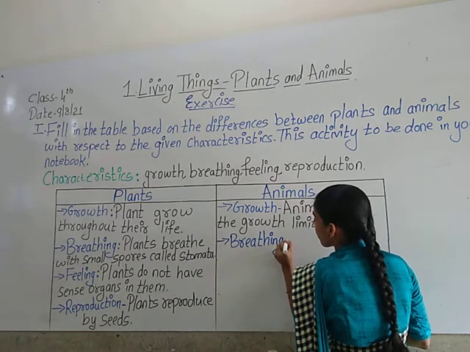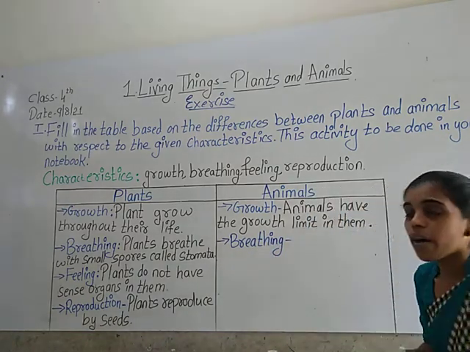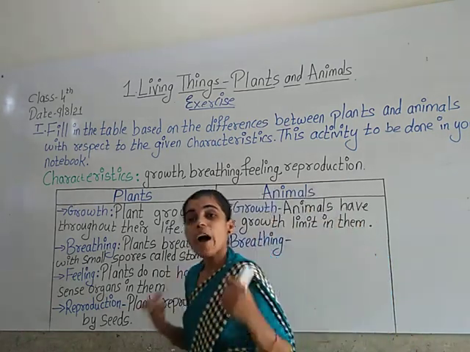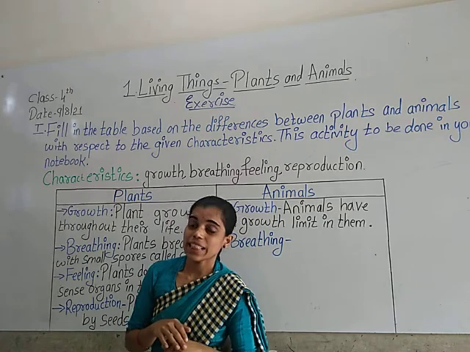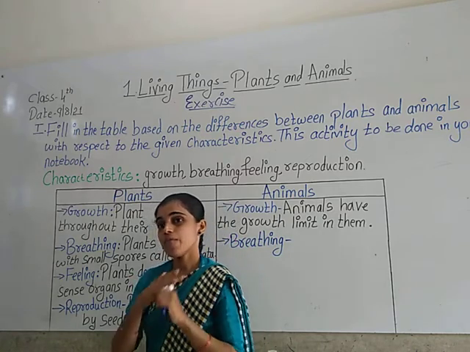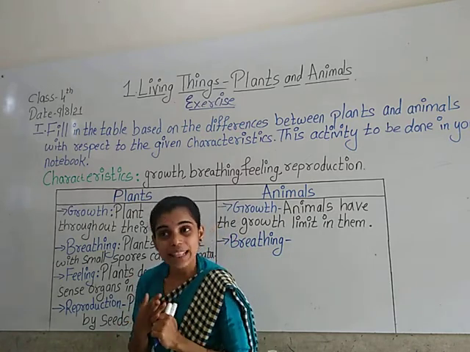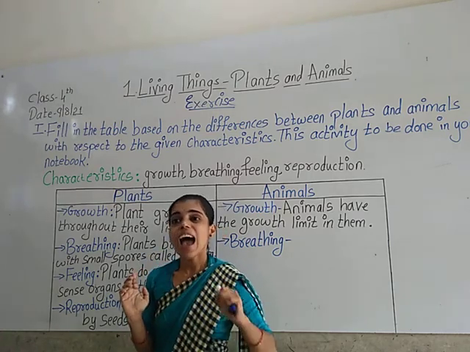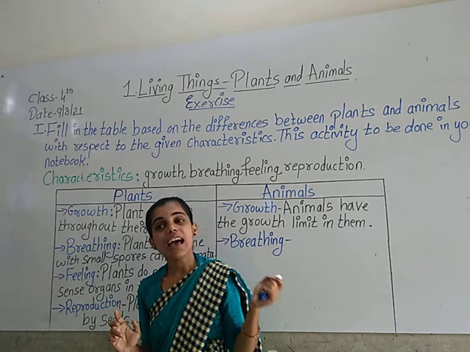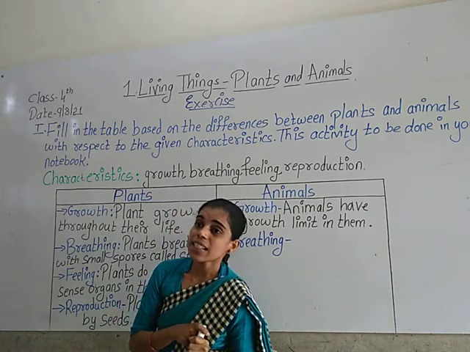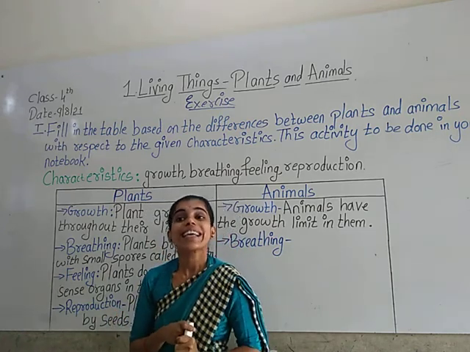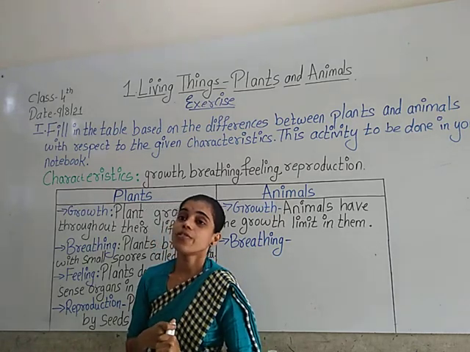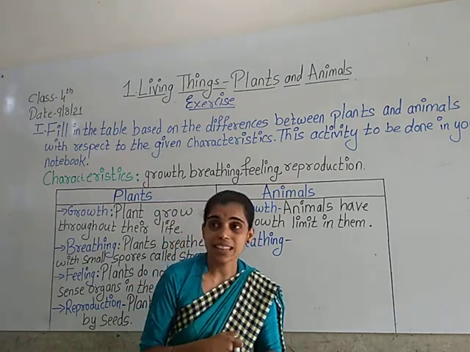Breathing. So the animals have different organs to breathe. For example, we human beings breathe with the help of our nose and lungs. And the fish, it is an animal, it breathes with the help of gills. Gills means the skin of the fish is called gills.